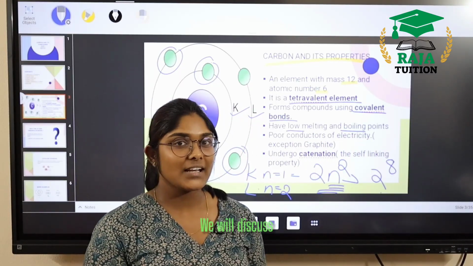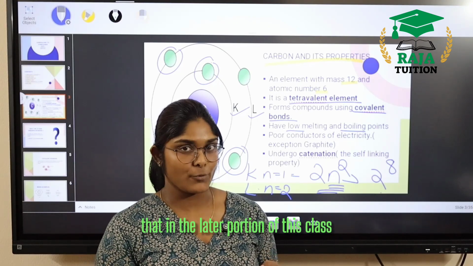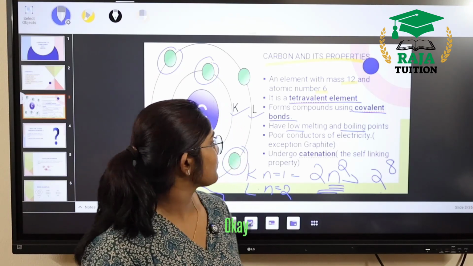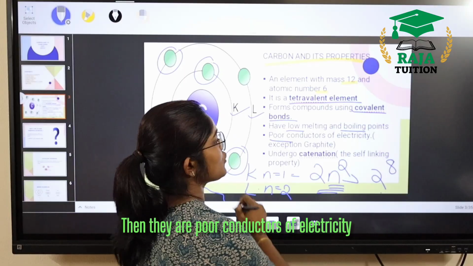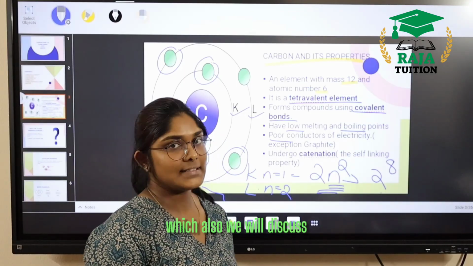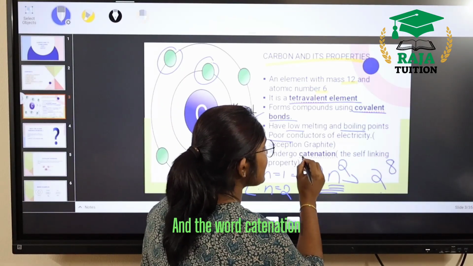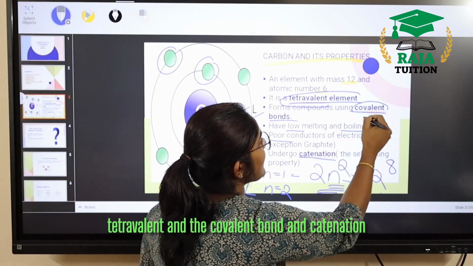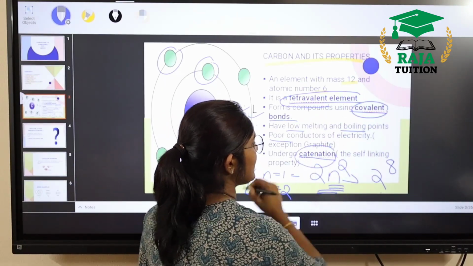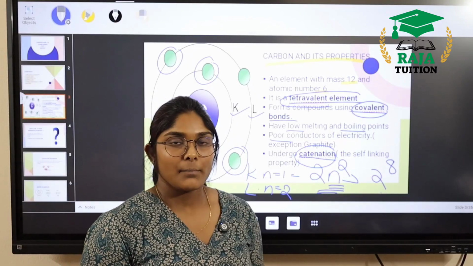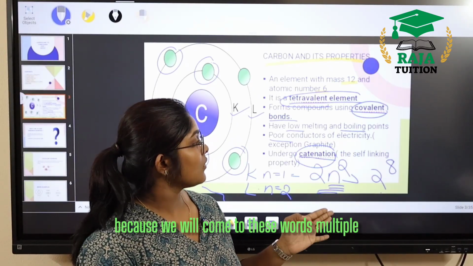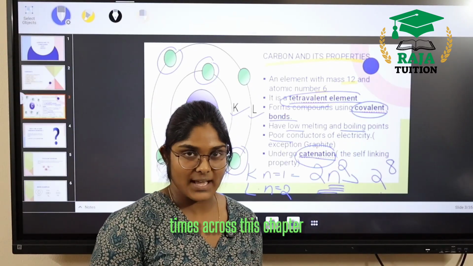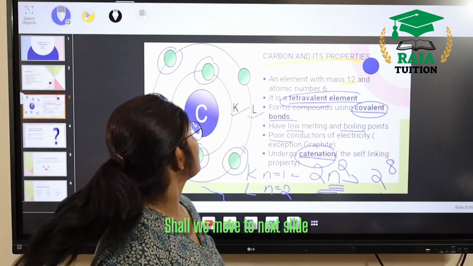Why is it so? We will discuss that in the later portion of this class. Okay, then they are poor conductors of electricity, which also we will discuss. And the word catenation, keep in mind these words, tetravalent and covalent bond and catenation, the self-linking property, because we will come to these words multiple times across this chapter. Okay, shall we move to next slide?